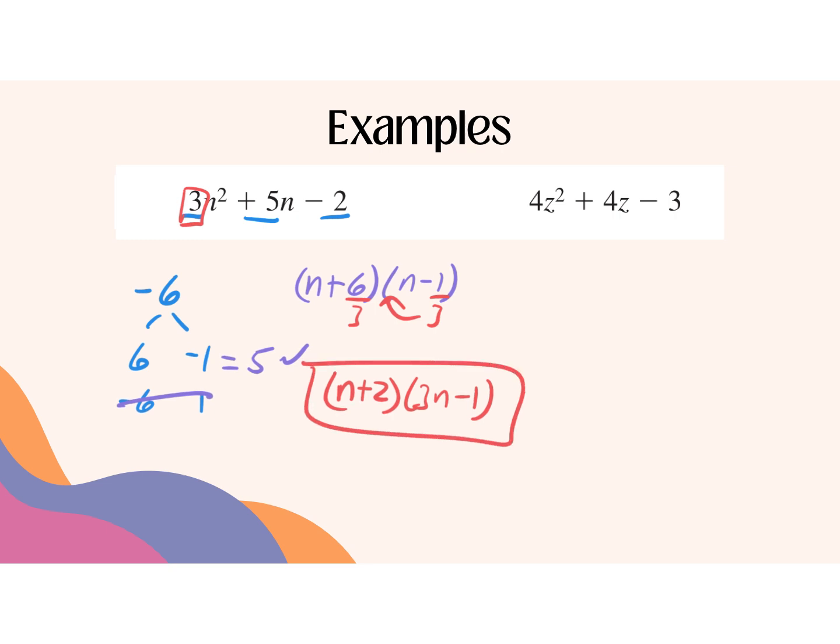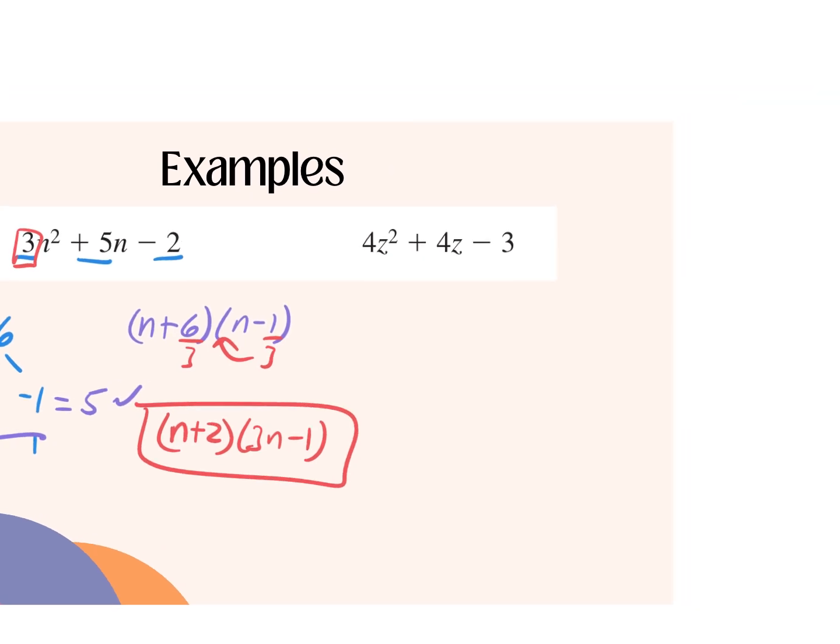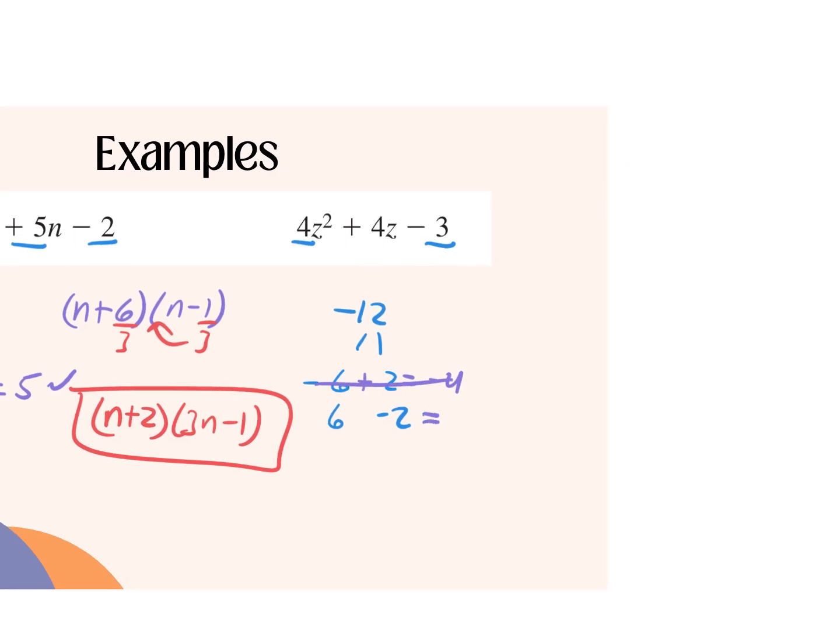All right, let's do the same thing with the next one. I can't simplify, I can't take out a GCF, so it's going to be 4 times negative 3, which is negative 12. Factors of negative 12 that add to positive 4. Well, I know some factors of 12 are going to be 6 and 2, so I'm going to make one of them negative, one of them positive. All right, if I do negative 6 plus 2, that's going to get me a negative 4, not what we're looking for. If I do 6 minus 2, that's going to get me a positive 4. That is what we're looking for.